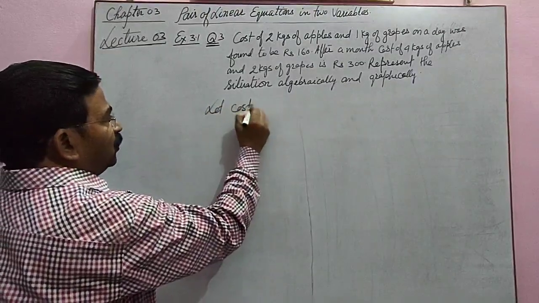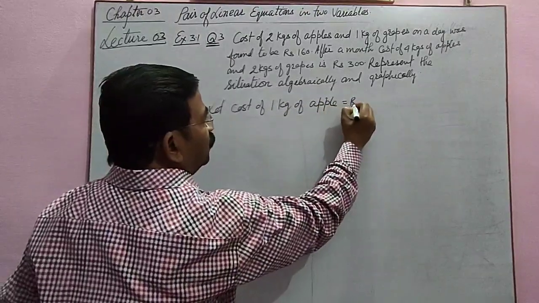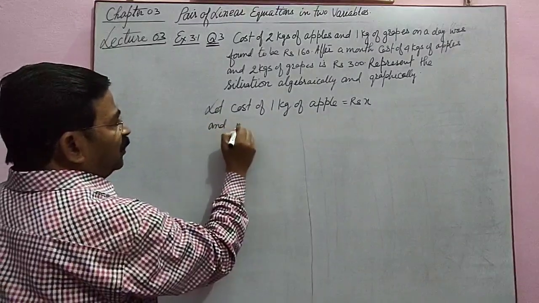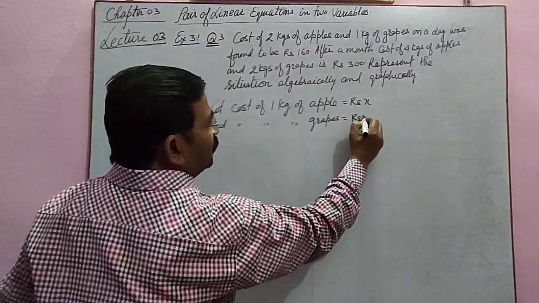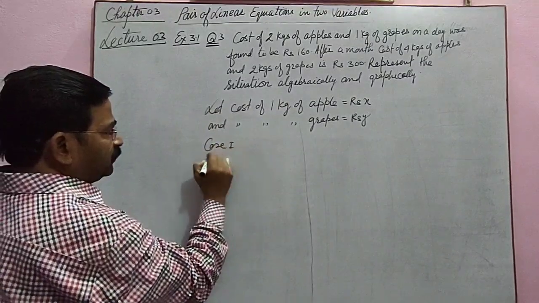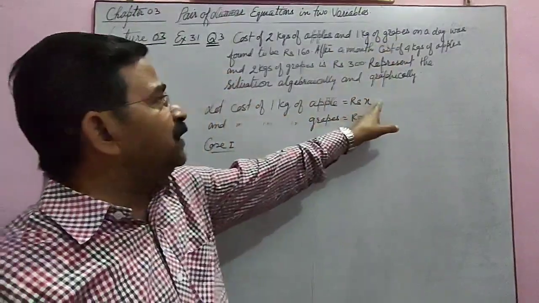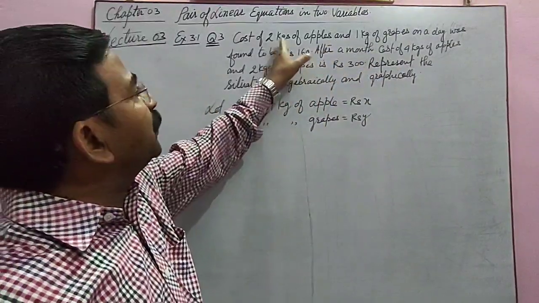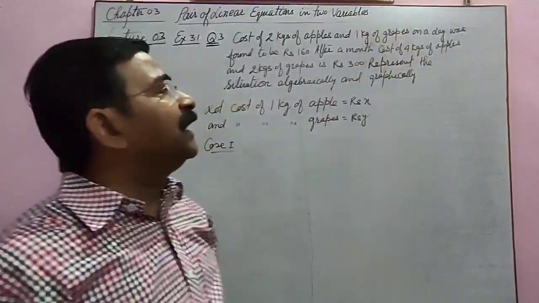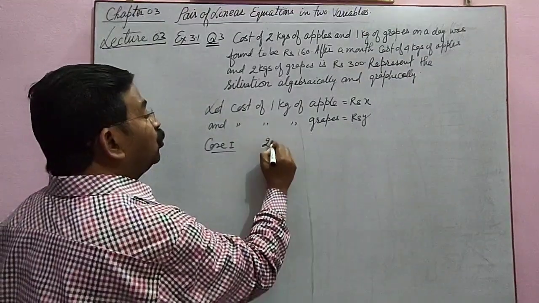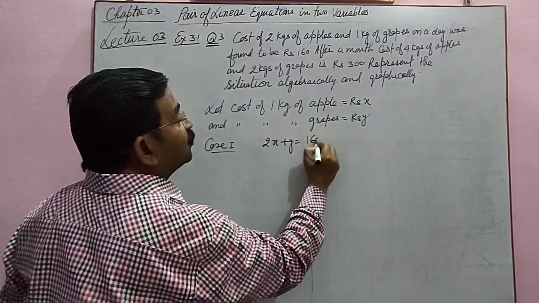Let the cost of 1 kg of apple be rupees x and the cost of 1 kg of grapes be rupees y. Now in the first case, what is given? The cost of 1 kg of apple is x rupees, and 2 kgs of apples is 2x, and 1 kg of grapes is 1y. So we have 2x plus y is equal to 160.